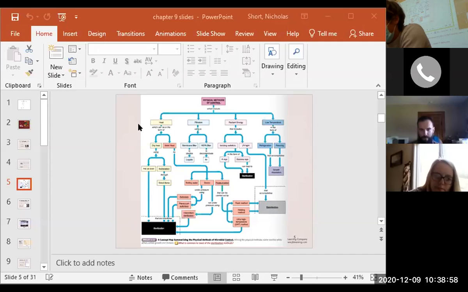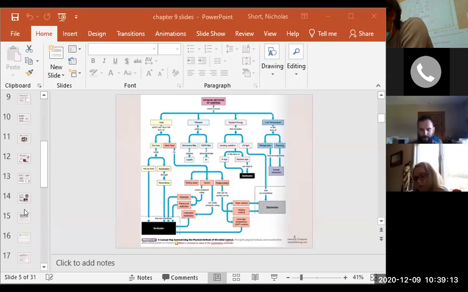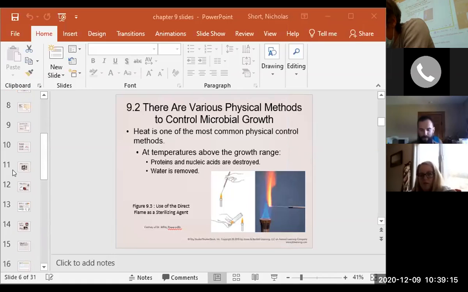Yeah? Okay, cool. So this is a nice summary slide. You can see all these different moving parts that we talked about. So if you look through this and you can say, okay, I can explain dry heat, but I don't remember moist heat. Go back through and focus on that, because all the following slides explain this figure.